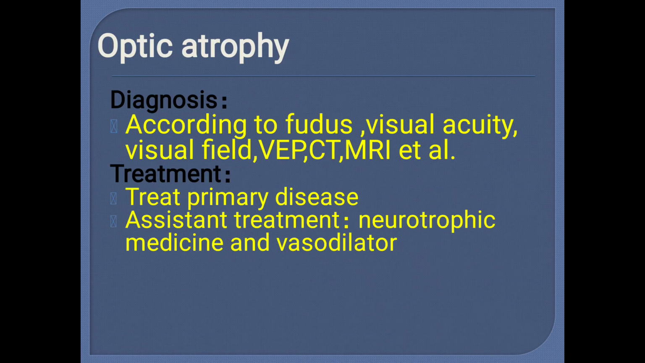So when a patient comes to you with optic atrophy, you take a detailed history of the patient to note down whether there was any episode of optic neuritis in the past. Then you do a proper ocular examination of fundus, pupillary reactions, visual acuity. Then you also check visual fields and you do MRI to rule out any intracranial disease. If possible, you treat the primary disease in optic atrophy.